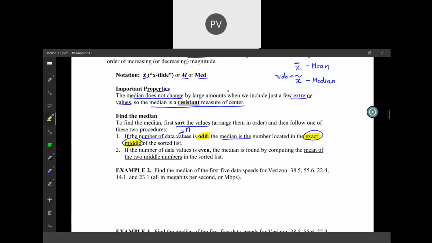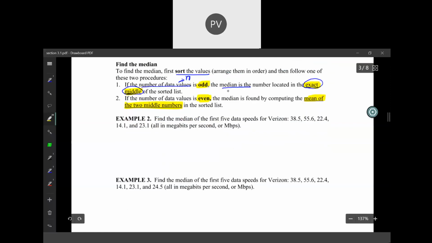If the number of data values is even, then the median is not the exact middle number, rather it will be the mean of the two middle numbers, which means adding those two middle numbers and dividing by 2. That is how we calculate the mean, remember? Okay, now next let's see with an example.